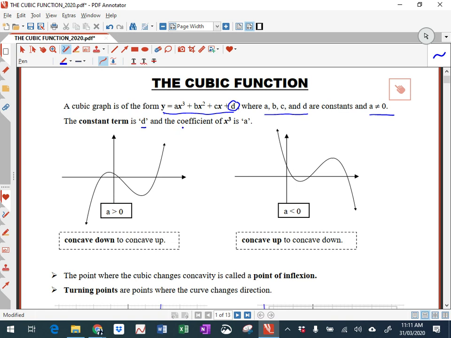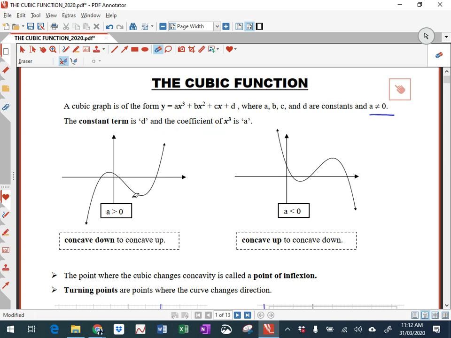The coefficient of x cubed is a. Can I circle that? There it is, a. That's called the coefficient of x cubed. All right, so let me just rub that out. Don't need that anymore.